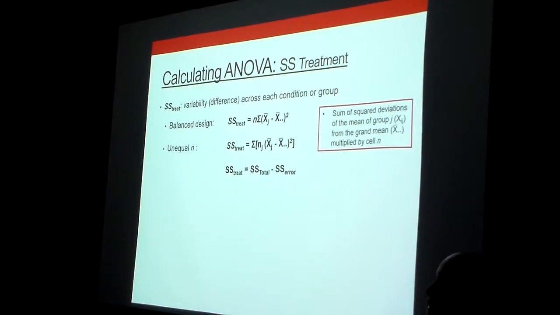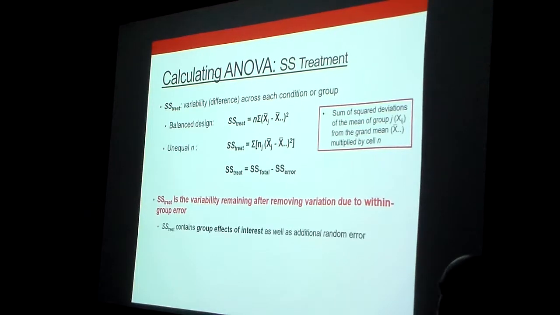Because remember, our sum of squares total is all the variability we have in our set, and because we're just partitioning this in our one-way design into between and within, in order to get our between, we can just take our total, subtract whatever our within group variability is. All we're left with is the variability that we see between treatments.